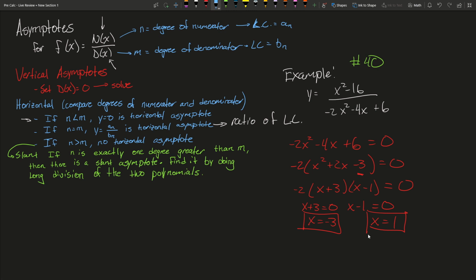The horizontal asymptotes are determined by comparing the degree of the numerator and the degree of the denominator. So the degree is 2 in the numerator, and it's also 2 in the denominator. These are equal to each other. So our horizontal asymptote is the ratio of the leading coefficient of the numerator over the leading coefficient of the denominator. So it's 1 over negative 2. Okay, so we found all the asymptotes. Then we have to start graphing it.